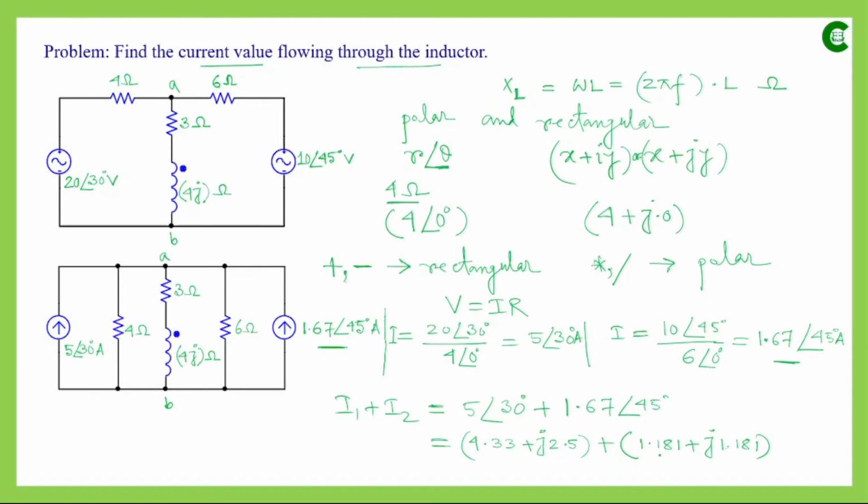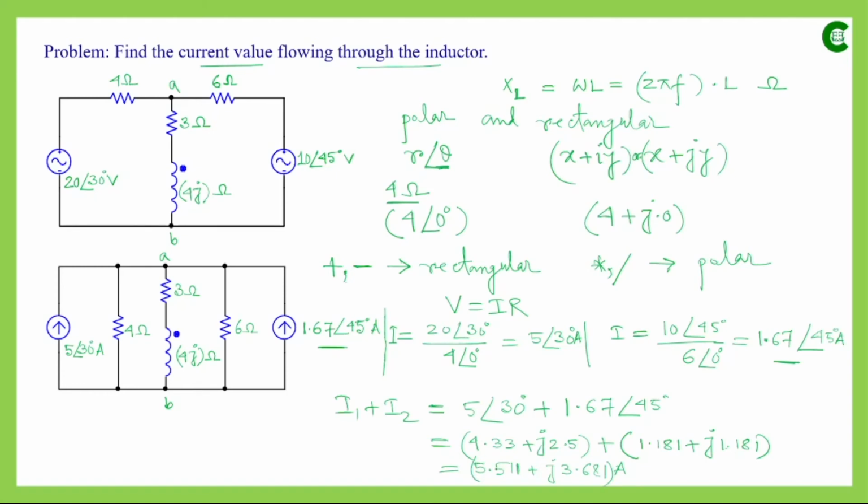These two real values will be simply added, and the imaginary parts of this rectangular representation will also be simply added, which is j2.5, and from here it is j1.181. So these two values, if we add, finally the value that we will be getting is 5.511, and the imaginary part will be, so this much is the value of the net current.